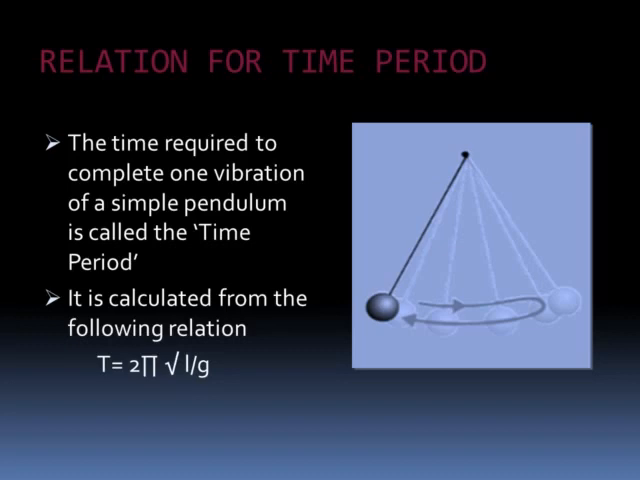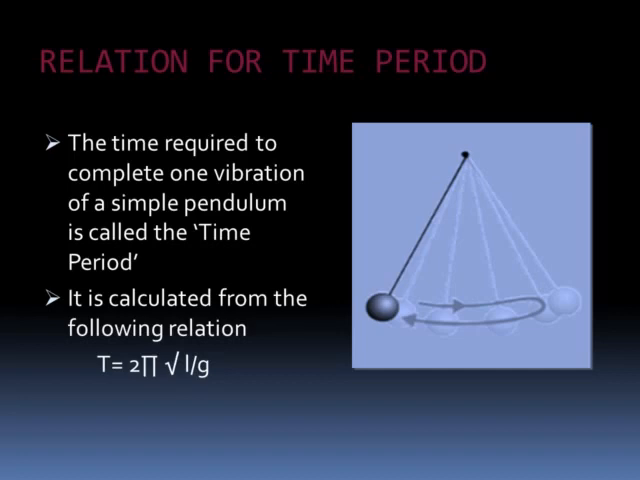The time period is also calculated from the following relation: T equals 2 pi under the root L by g. This relation shows that time period depends on two factors. First is the length L of the string, and the second factor is g, that is, acceleration due to gravity. Now this relation also shows that the time period has a direct relation with the square root of length, whereas it has an inverse relation with the value of g.